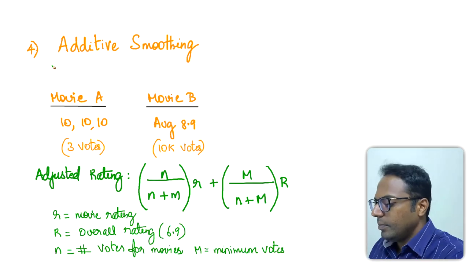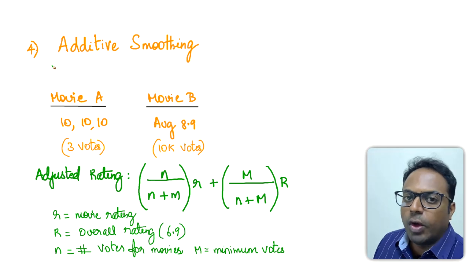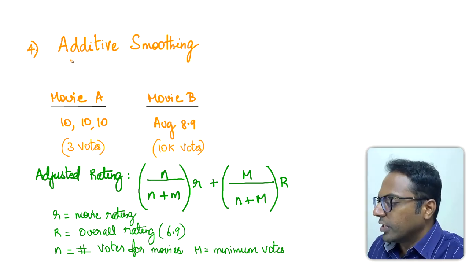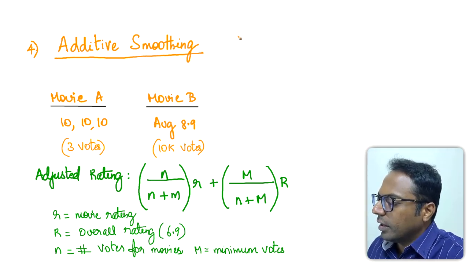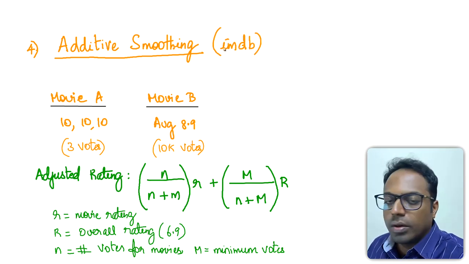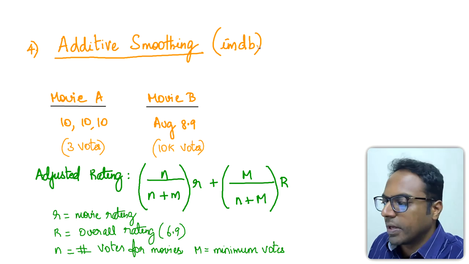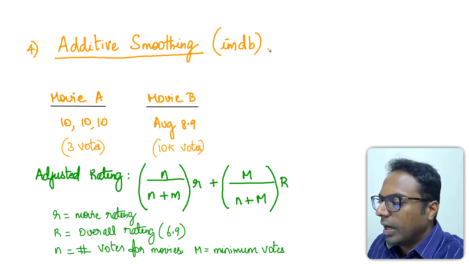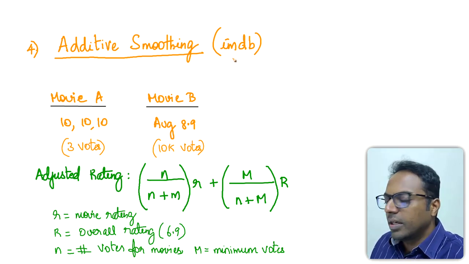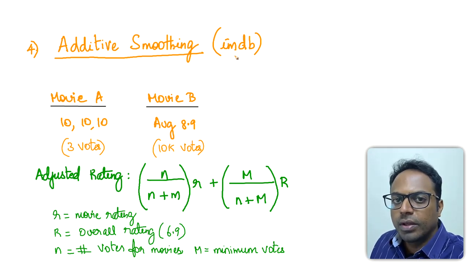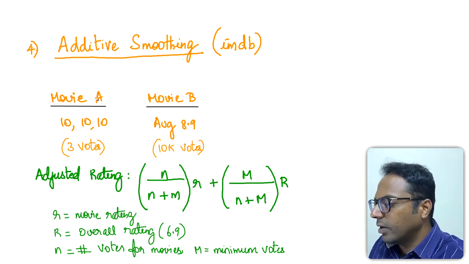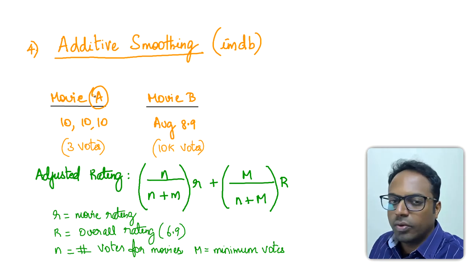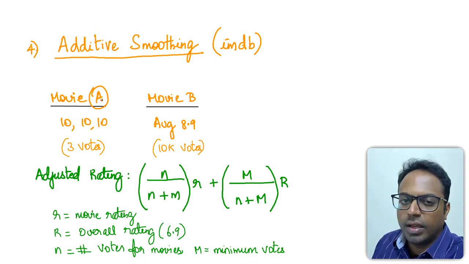Alright, good. The next method that we are going to look at is additive smoothing. This is very popularly used by IMDb, the Internet Movie Database, a very popular movie ratings website owned by Amazon. IMDb uses a certain method to rate movies. So imagine this case. You have a movie A. You can consider this to be any popular movie.